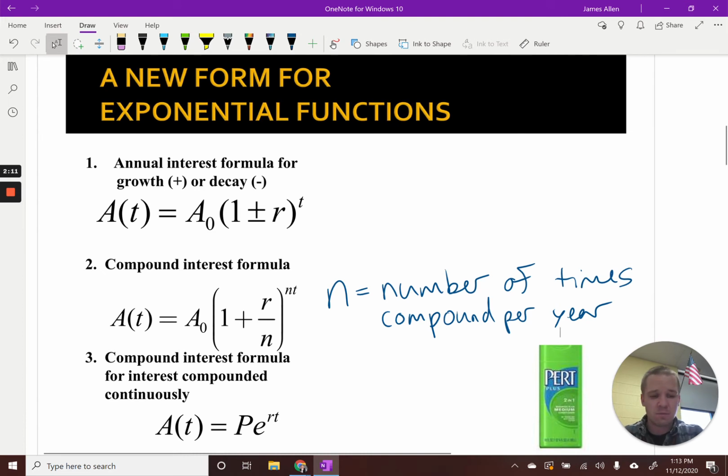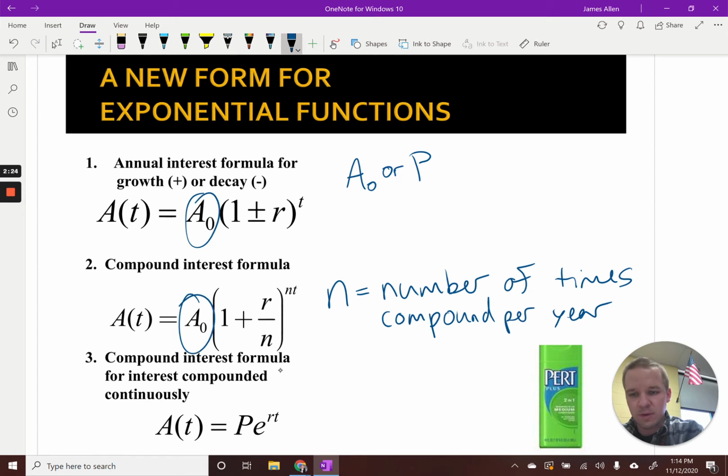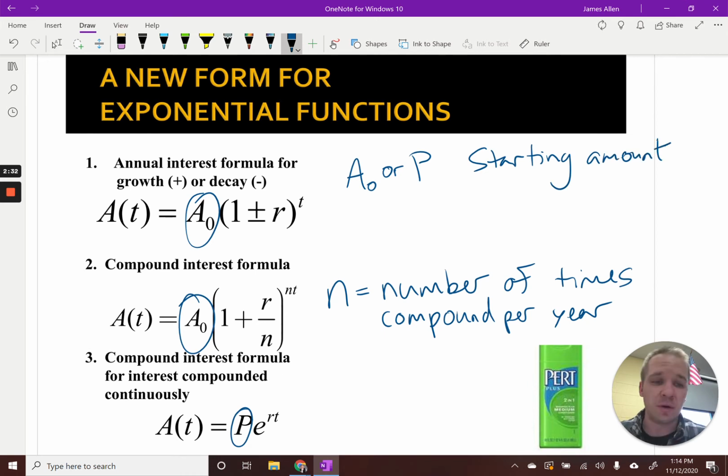All righty, let's go. You know what I decided? I'm going to throw in the A sub 0, or P, because you can see that in these formulas here. That's our starting amount. Sometimes they refer to it as your principal, right? Your first investment, what you're starting with. Your account is $1,000 to start. That's your A sub 0 or your P. R, that's our rate, okay, as a decimal, a percent written as a decimal. And then T, that's our time.